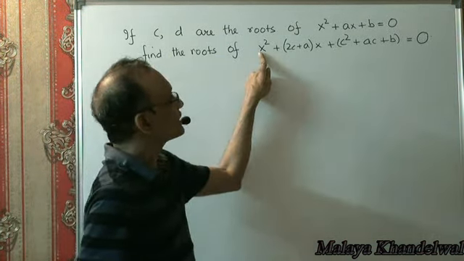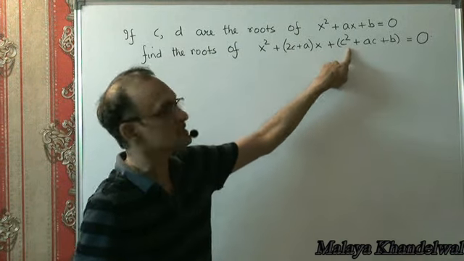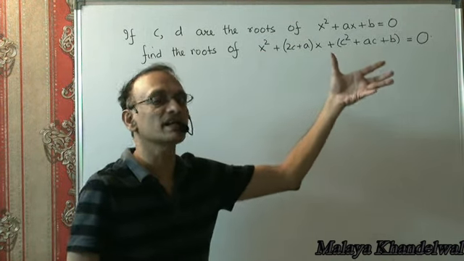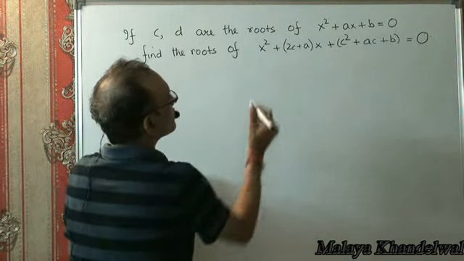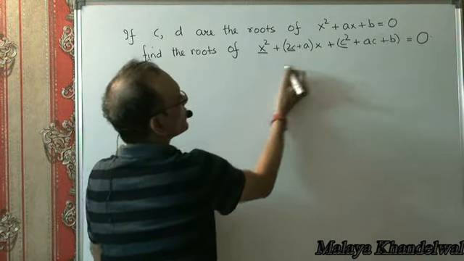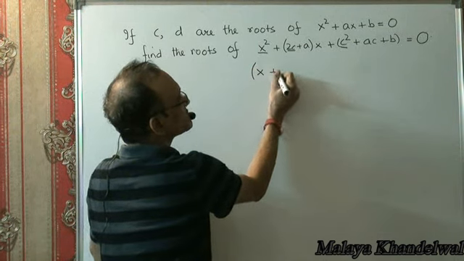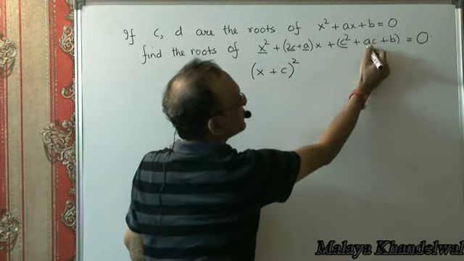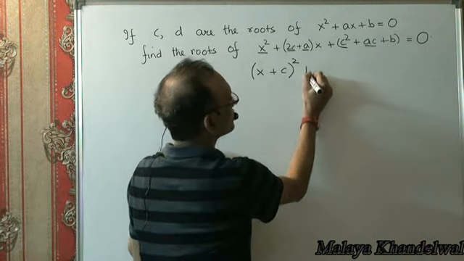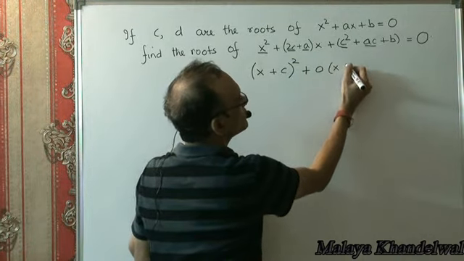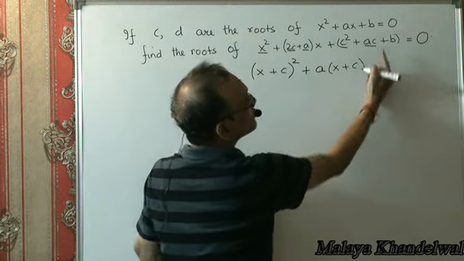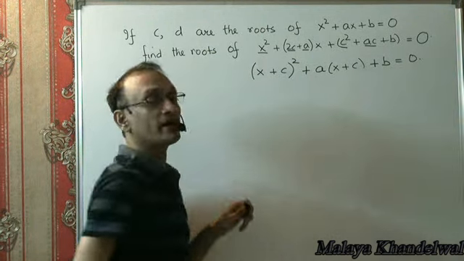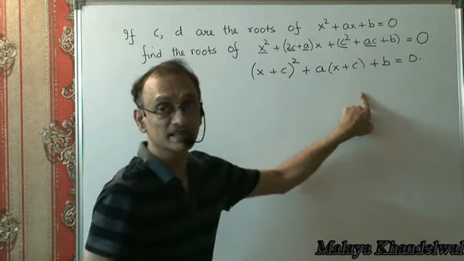Look at this. There is a x square plus 2cx plus c square. Do you realize x square plus 2cx plus c square would combine as x plus c whole square, right? Now, there is a ax and ac, so that you can write as a into x plus c. And then there is a b equal to 0. I essentially want to find the roots of this, the values of x that satisfy this.